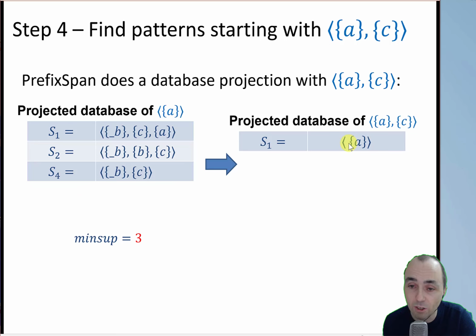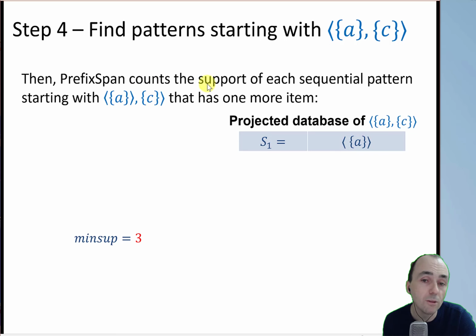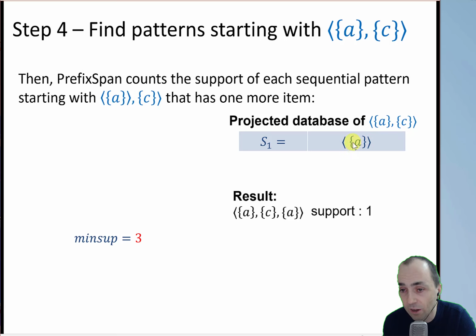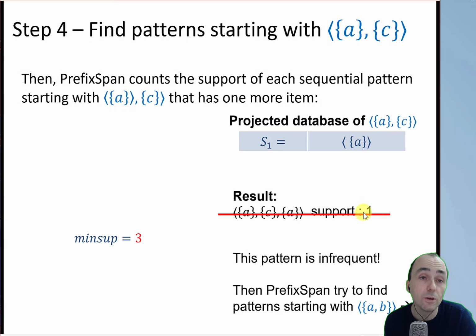Now we do the same thing again. PrefixSpan will count the support of each item in this database to make patterns that start with A followed by C. Here A appears one time, so it makes the pattern A followed by C followed by A one time. Is this pattern frequent or not? It is not frequent because it appears only one time. We want to find the patterns that appear at least three times. So the pattern is infrequent. So we finish with A followed by C.